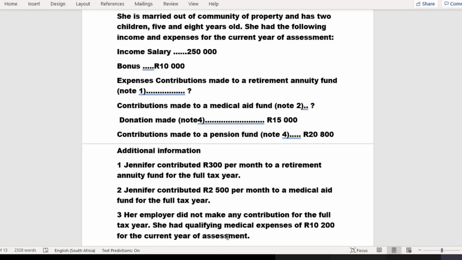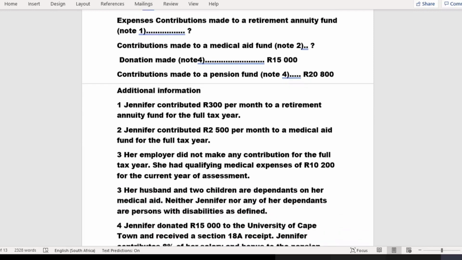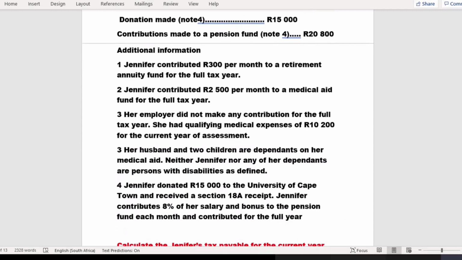Okay, medical contributions would not form part of the steps in terms of determining the lesser of the amount. However, we're going to do a separate calculation with regards to the medical aid contributions. Remember that. The next one is donation, which obviously is going to be the last. And then we've got contributions made to a pension fund, which is 20,800 Rand. They gave us note 4 here. Jennifer contributed 8% of the salary and the bonus to the pension fund for each year.